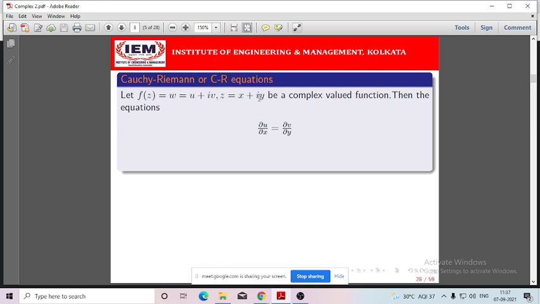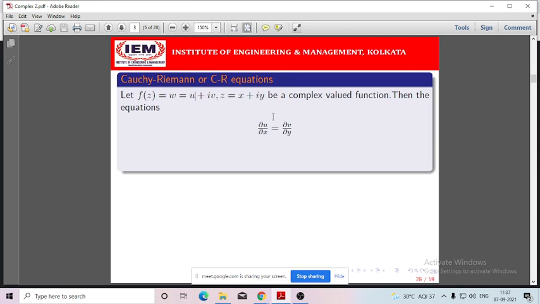You know that when you studied the function of two real variables in first semester, z equals f(x,y). Since the number of independent variables is two there, we can differentiate z with respect to x partially and z with respect to y partially. Similarly here, since the number of dependent variables is two, u and v, and the number of independent variables is also two, x and y, we can differentiate u with respect to x as well as u with respect to y. Similarly, we can take the partial derivative of v with respect to y and with respect to x. So in total there will be 4 partial derivatives. So the Cauchy-Riemann equation means the relationship among those 4 partial derivatives.